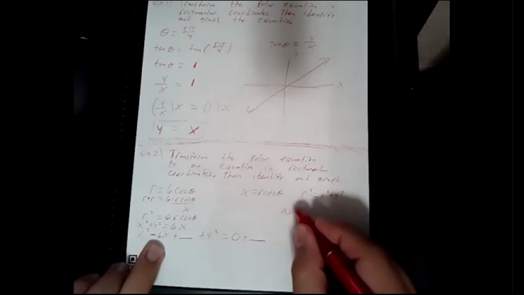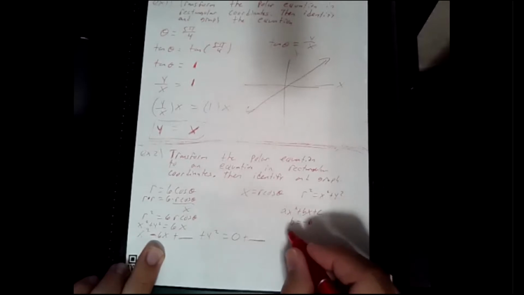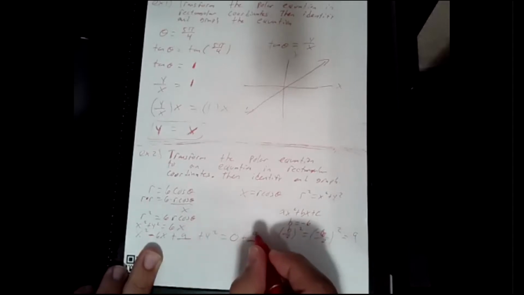So AX squared plus BX plus C. B is equal to -6. And we're going to add B over 2 squared to both sides. So that would be -6 over 2 squared, which is a 9, right? Half of 6 is 3. Squared is 9. So I'm going to add 9 to both sides, which will then let me factor this into x minus 3 squared plus y squared is equal to 9.